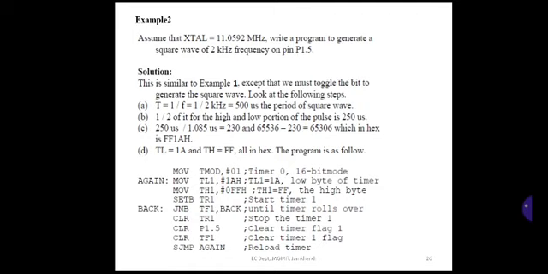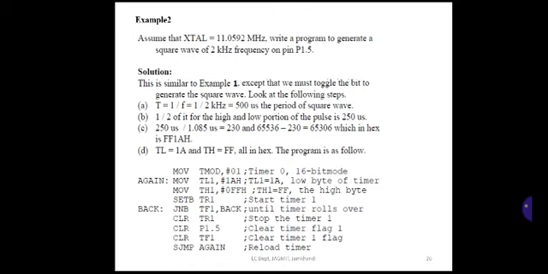One more example. Assume that the crystal XTAL equals 11.059 megahertz. Write a program to generate a square wave of 2 kilohertz frequency on P1.5. Here the frequency is given as 2 kilohertz. So how to do this? To generate a frequency of exactly 2 kilohertz, follow the solution.